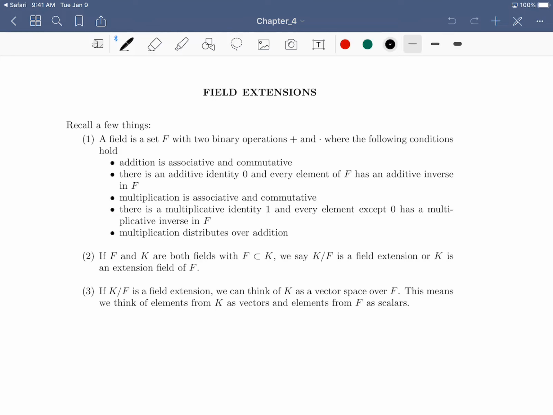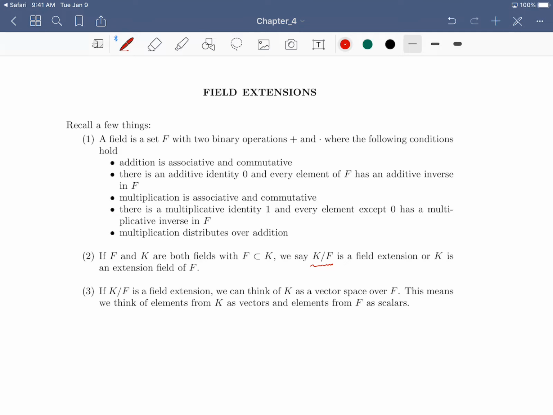When we had two fields, so if F and K were both fields and F is contained in K, then we had this thing called a field extension. We'd think of K as a field extension or as an extension field of F, and we would write it with this K over F notation. And that wasn't talking about any kind of division. It was just saying K is bigger, F is smaller. So K is a field extension of F, K over F.